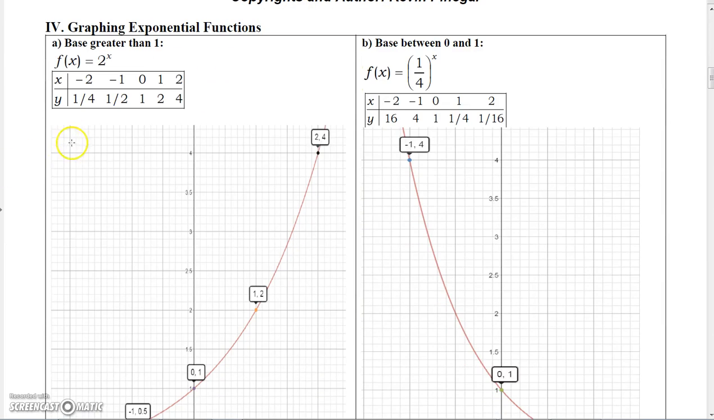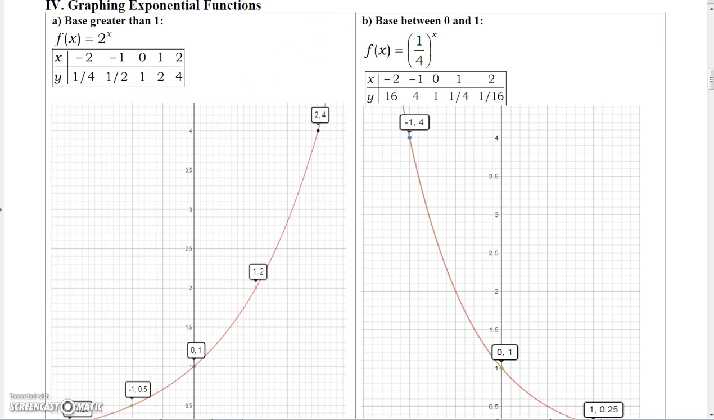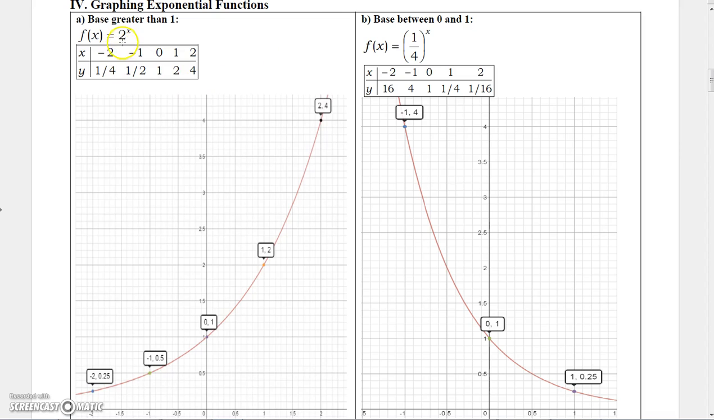So if you wanted to graph exponential functions, you could graph them the same way you graph any other function. You just plug in values for x and then get the corresponding y values. So if I wanted to graph this function, I could just plug in -2, -1, 0, 1, and 2. At -2 I get a fourth, at -1 I get a half, at 0 I get 1, at 1 I get 2, at 2 I get 4, and then just plot the values.